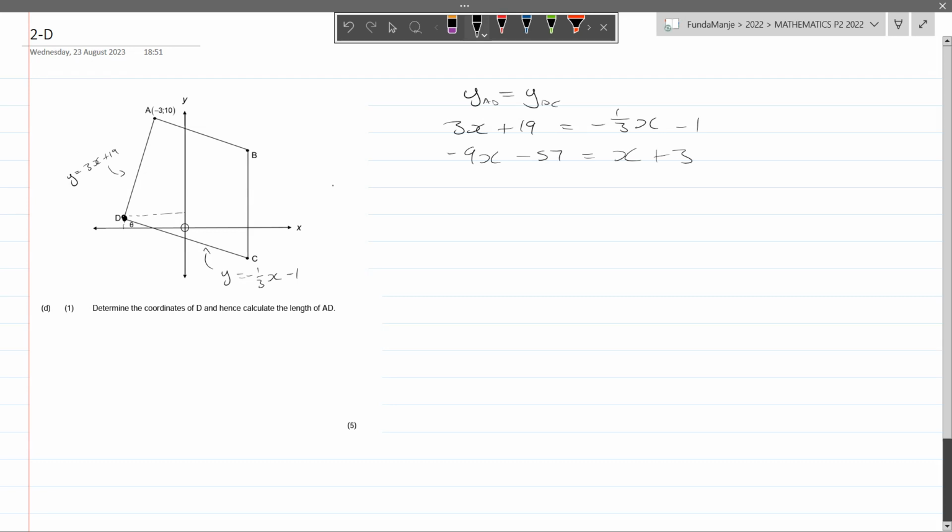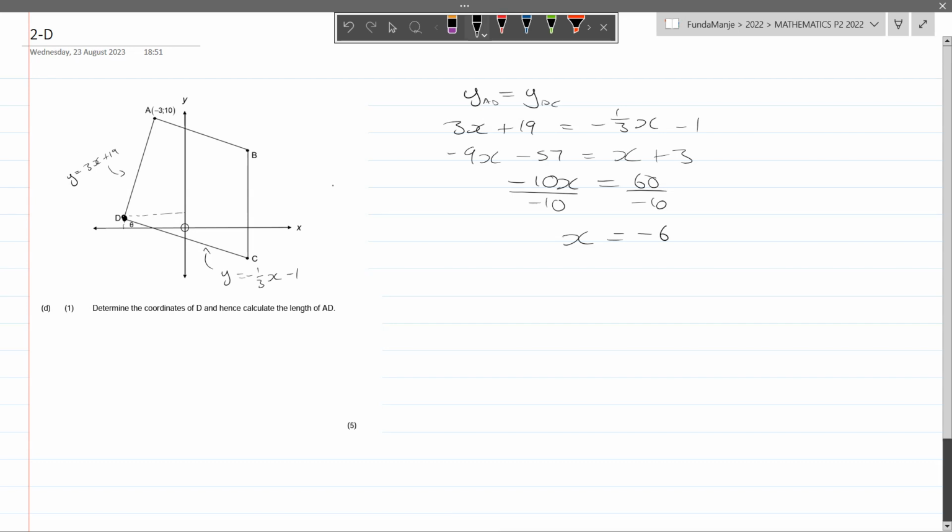And then you can take x to that side or minus 9x to that side. If you take x to this side, you're going to have minus 10x. If you take 57 to that other side, you're going to have 57 plus 3, which gives us 60. Divide both sides by minus 10. You get x is equal to, okay, so 60 divided by negative 10, that then gives us minus 6.